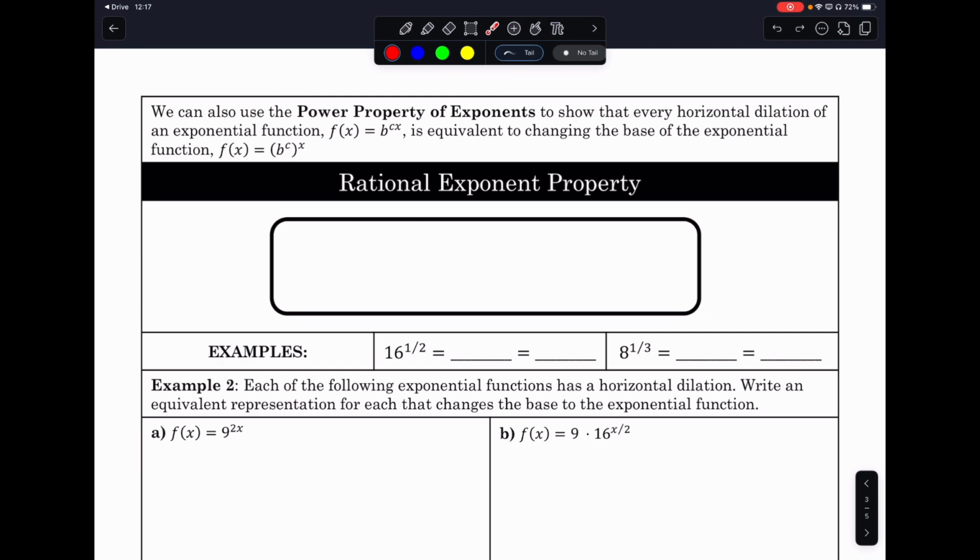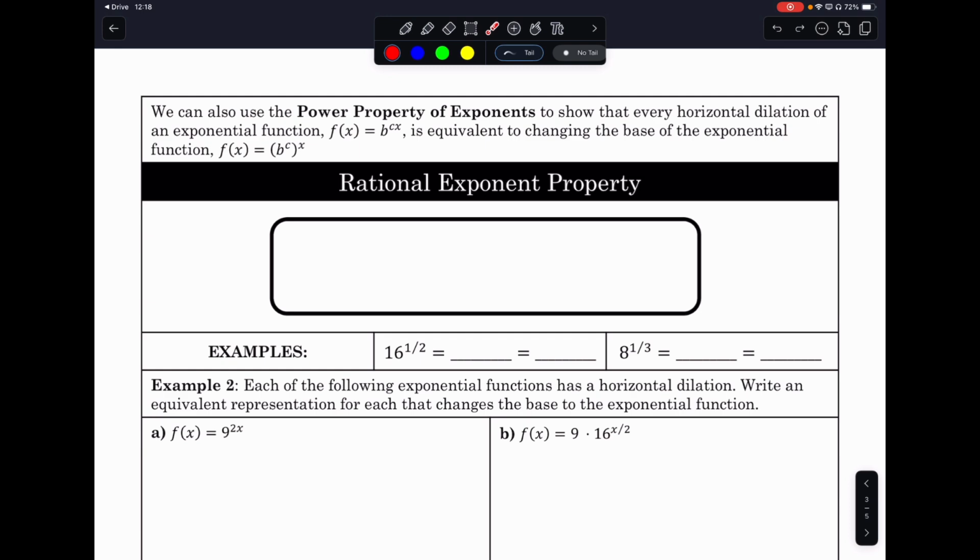Let's now move on to the next page. Now, we can also use the power property of exponents to show that every horizontal dilation of an exponential function is equivalent to changing the base of the exponential function. So, as you see right here. Now, before we go on, let's review what a rational exponent does and what a fraction is as an exponent.